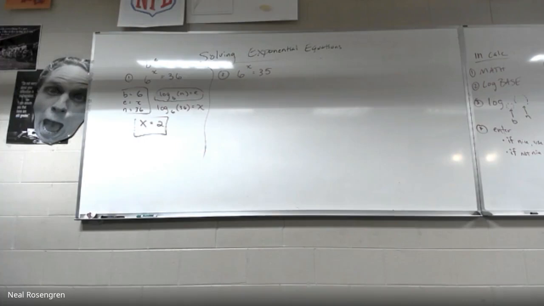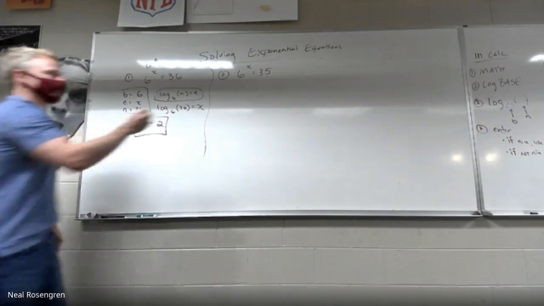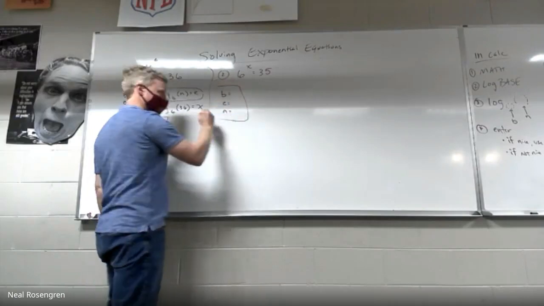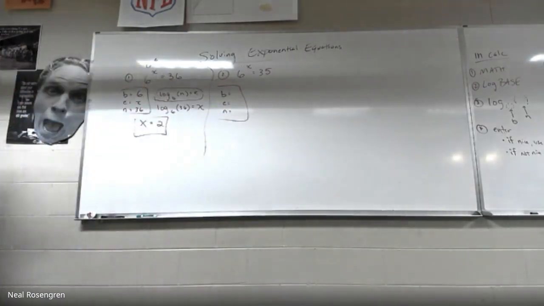Now, that doesn't mean there's not a nice answer for it. We just have to check to see what happens when we make the switch into logs. The easiest way to do that, I think, is to write down what your base, your exponent, and your argument are, those three things, and then make the switch into logs. Question? Yes.